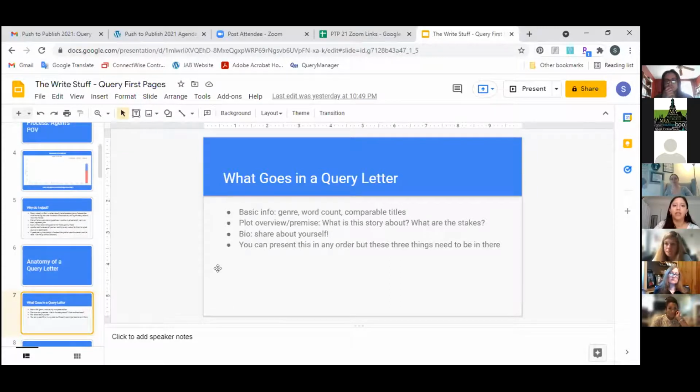The next bit is you want to obviously share about the plot and the premise. What's the story about? What are the stakes? What's interesting about it? And obviously your biography, you want to share about yourself.